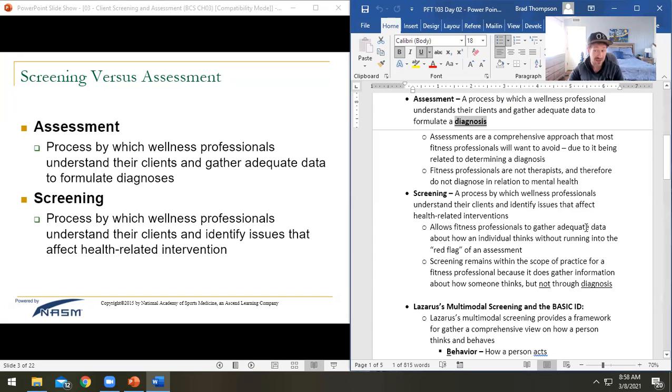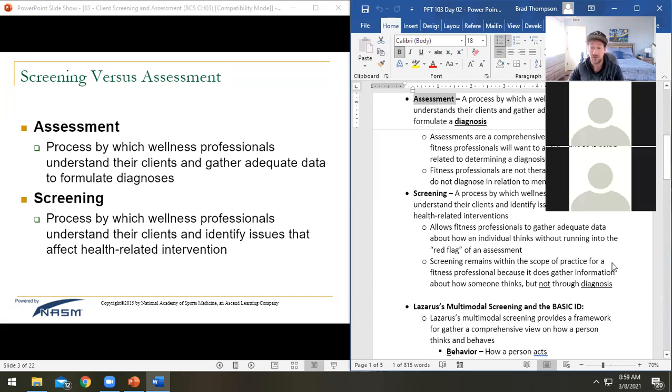Now, do we do fitness assessments? Yeah, absolutely. Because if I say, hey, you've got tight calves, that's totally well within the circle of personal training. So this is another scope of practice conversation, which I know we repeat a lot, but it's an important part of us understanding what our role is in this industry, in all industries.